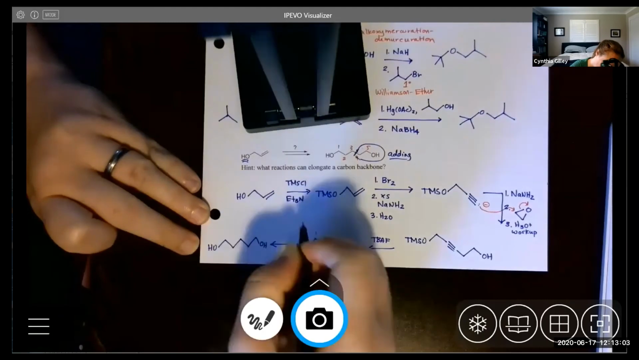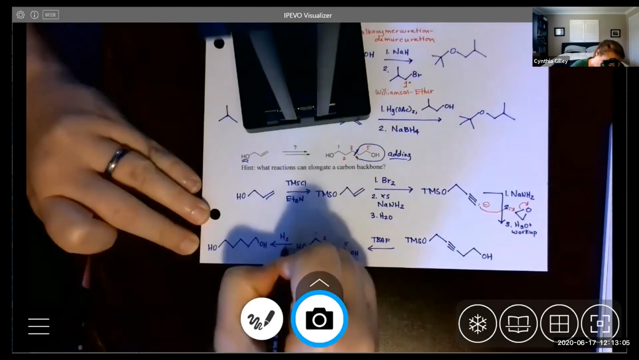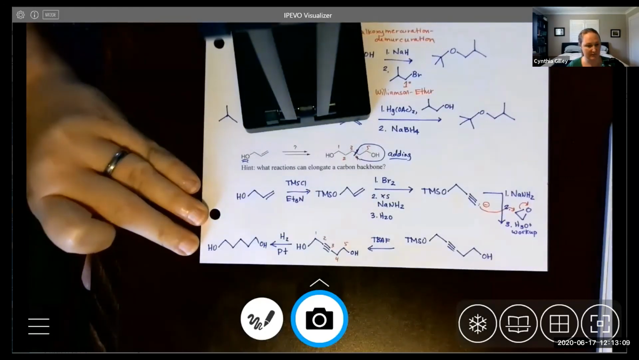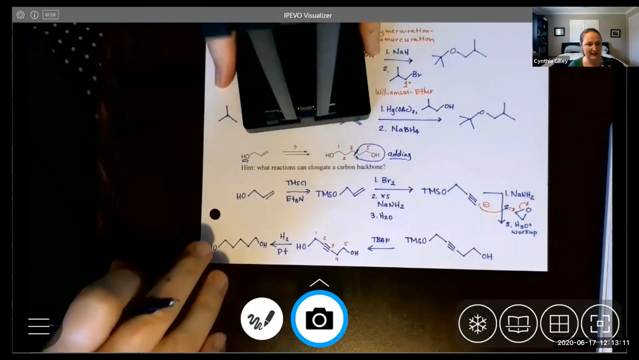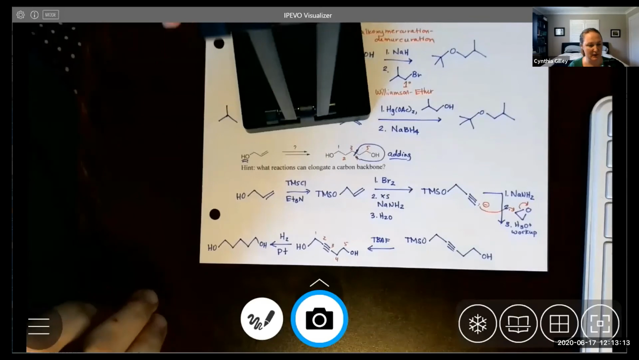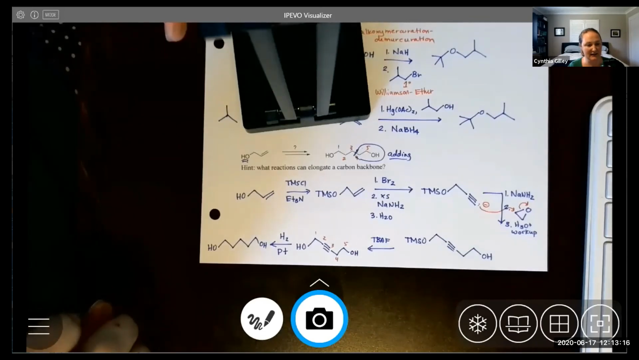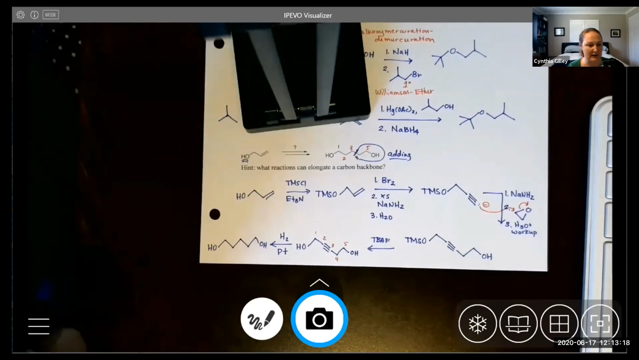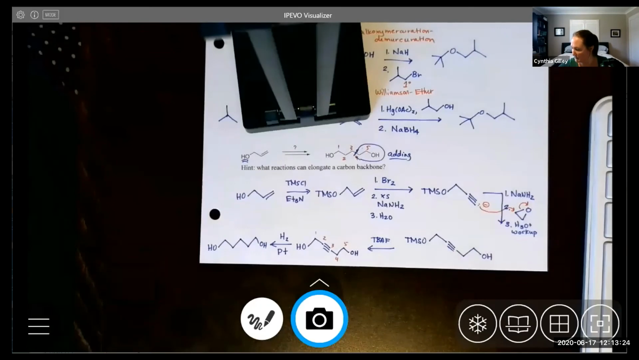And to do that, I'm going to use catalytic hydrogenation, which was in the alkene chapter last semester. Hydrogen gas and the catalyst. The catalyst could be palladium, platinum, nickel, a lot of different metals. Okay, that's one option.